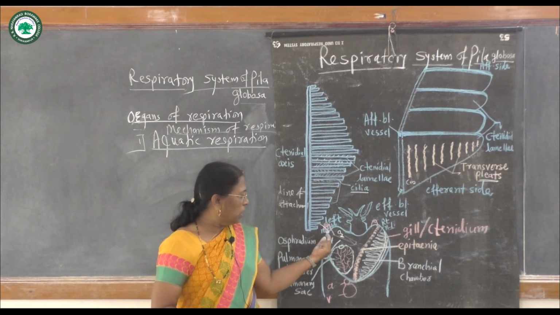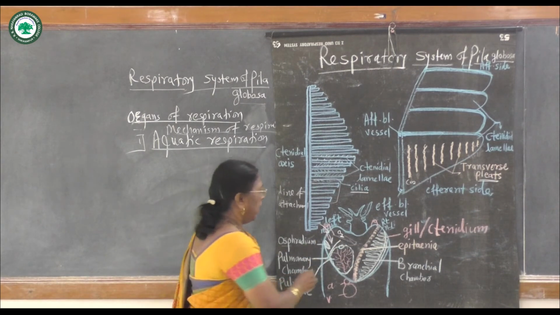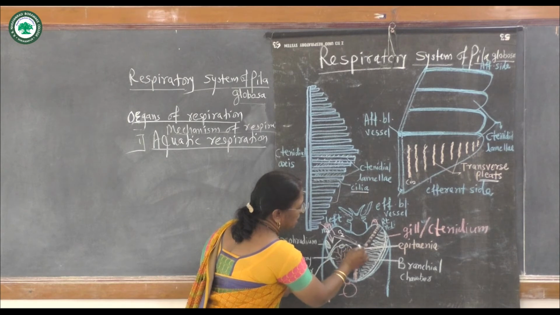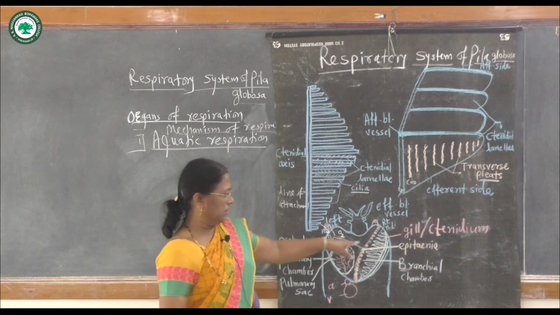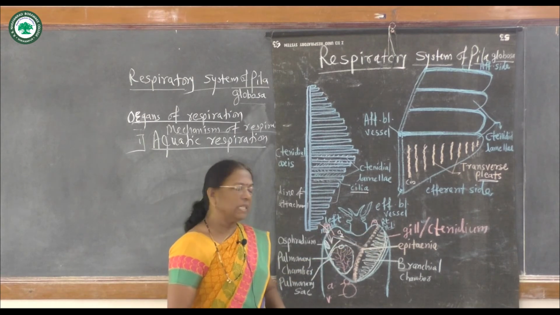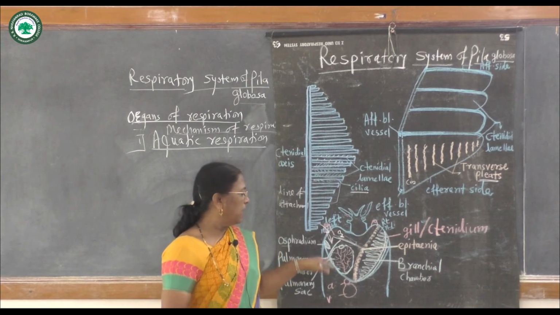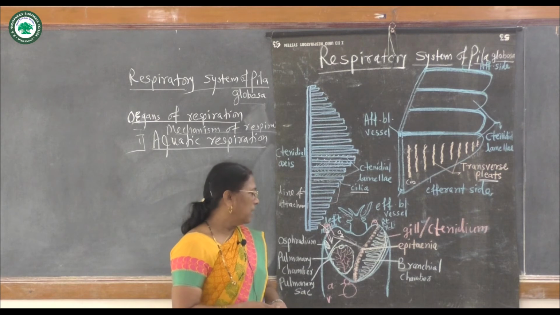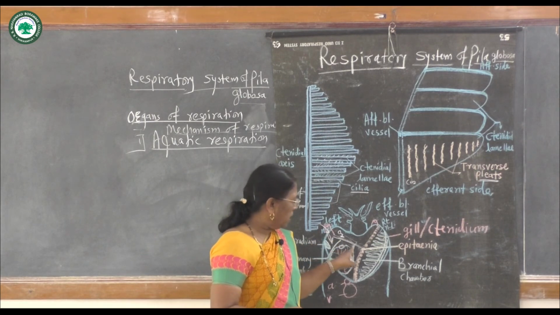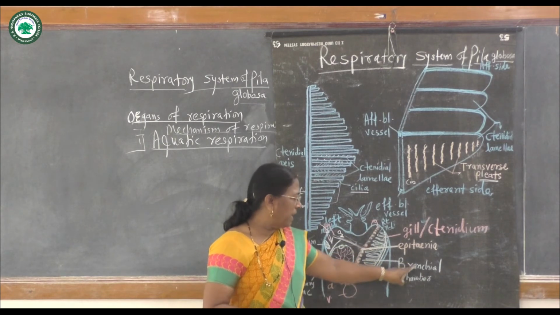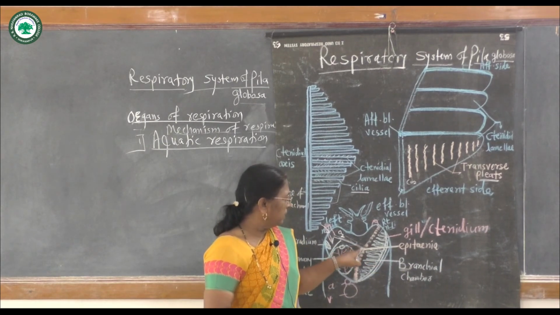Then this water flow enters towards the branchial chamber. At that time, the epithenia is pressed against the mantle wall and shuts the pulmonary chamber. This water enters into the branchial chamber.